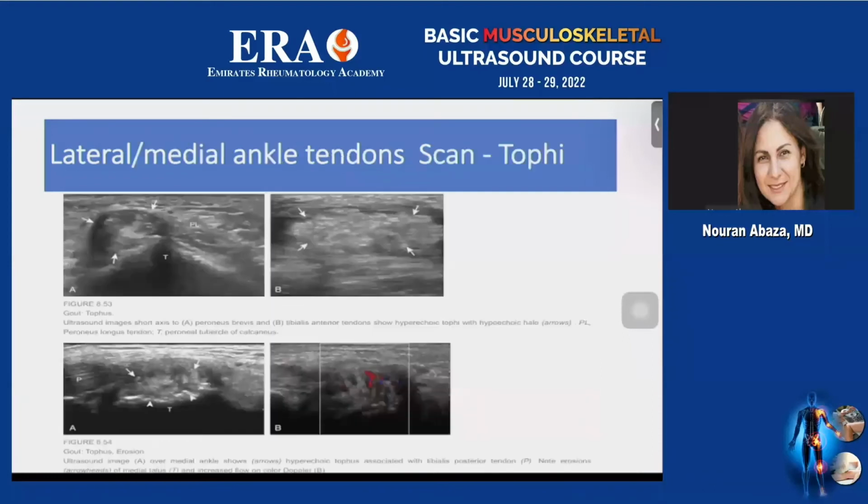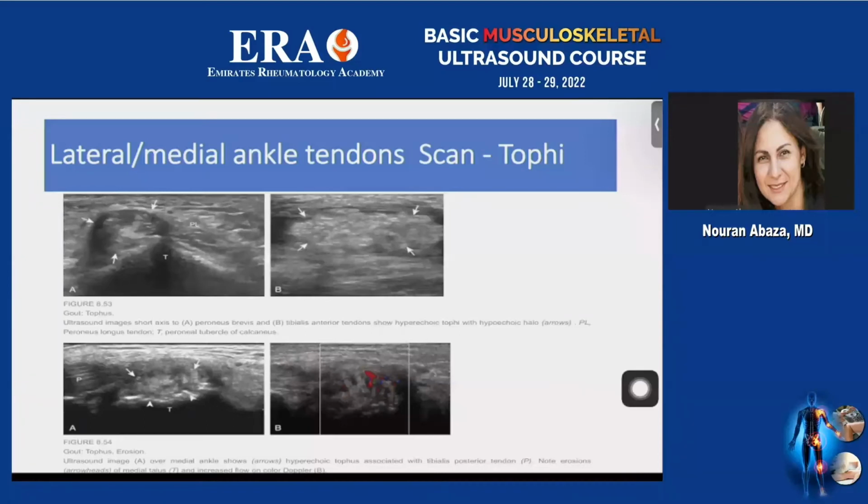This is another example of the lateral, and also the medial, sometimes in the lateral or sometimes in the medial. This is from the peroneus brevis, the first picture, and this is from the tibialis anterior, but both are showing tophi, which present as a hyperechoic mass, oval or rounded, but surrounded by hypoechoic material. Also here, you can see another tophus with some erosions underneath the bone of the medial ankle. Also here, you can see the power Doppler when we apply it on that tophus.